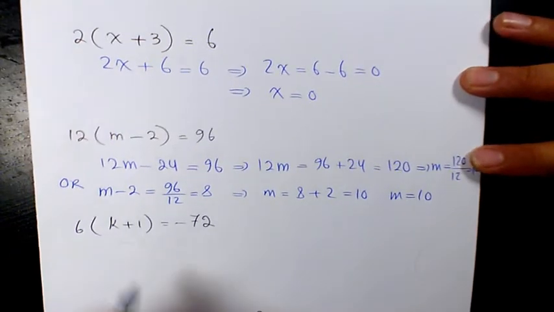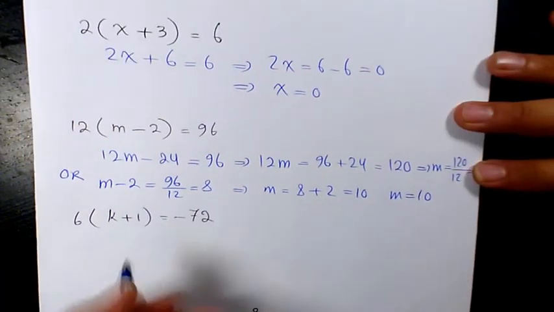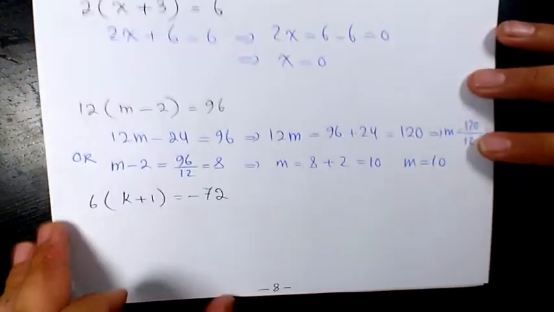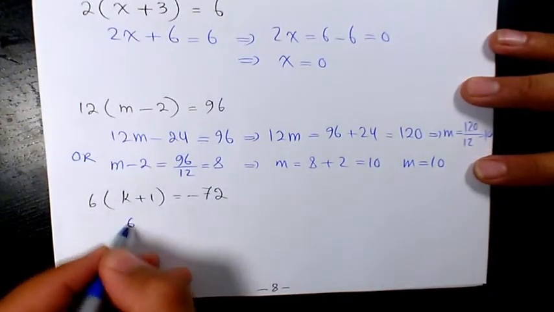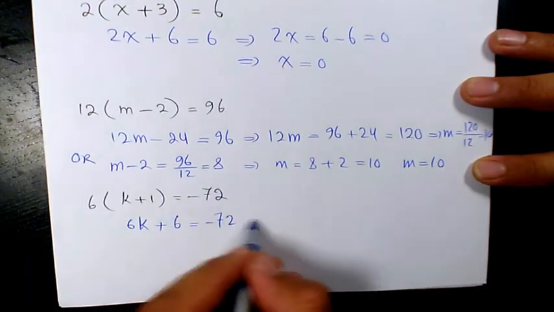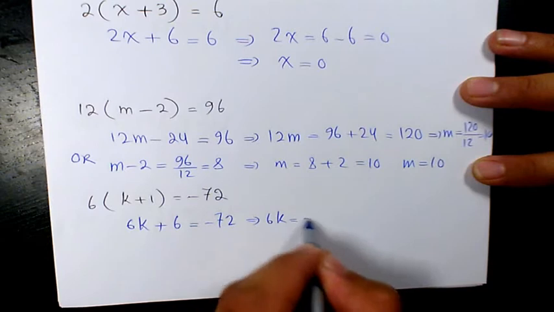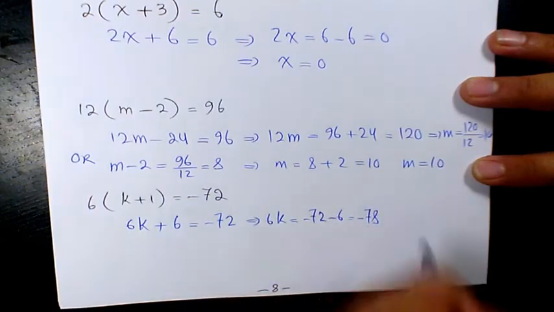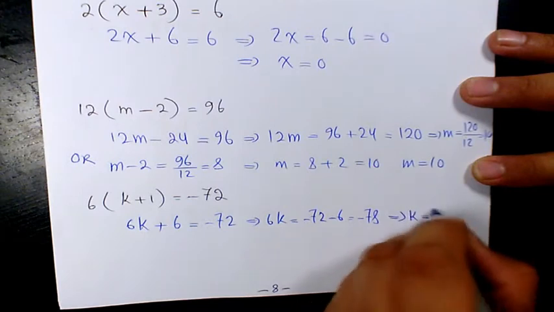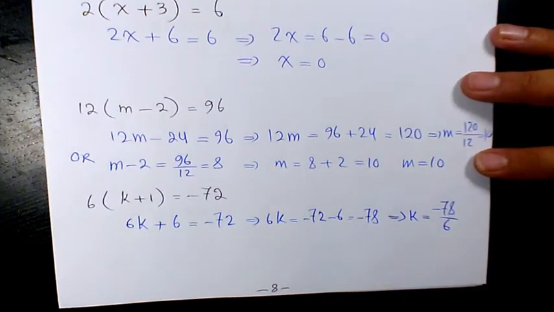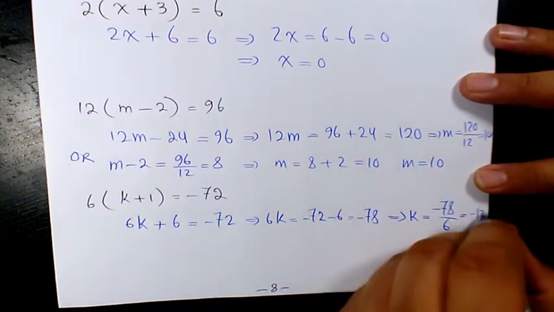This one, I'm going to distribute it first. I'm going to solve in two different methods. 6 times k, 6k, plus 6 times 1, 6, equals negative 72. So it's going to be 6k equals negative 72 minus 6, which is negative 78. So k will be negative 78 divided by 6, which will be negative 13.